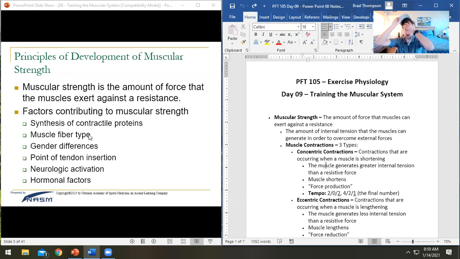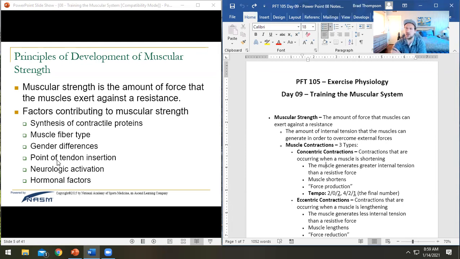Type one muscle fibers, which are great for endurance and get a lot of fuel, are just not as good at generating high levels of internal tension. And so in terms of strength, type one fibers are going to be weaker, but your type two fibers are going to be stronger. So what do you have more of? And then sometimes, what's the point of your tendon insertion?